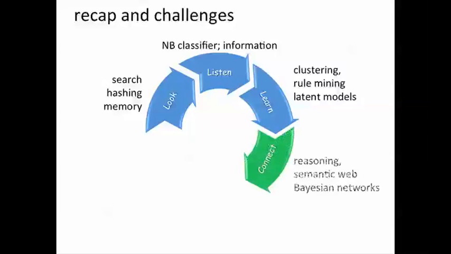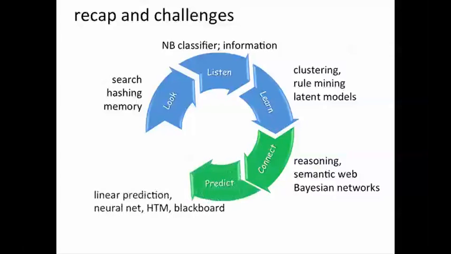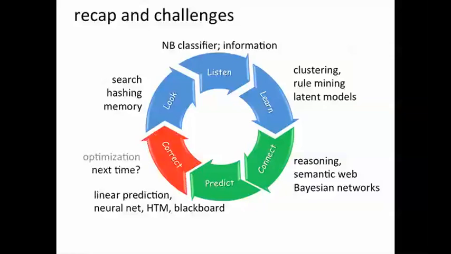In Connect, we covered reasoning, the semantic web vision, how rules can be learned from large volumes of text, Bayesian networks for reasoning under uncertainty, and finally in Predict, we've talked about linear regression, linear prediction, neural networks, hierarchical temporal memory, the Blackboard architecture, and of course in the end, an intelligent system also has to translate these predictions into actions through corrections, which involves optimization and planning, which we haven't had time to cover this time, maybe next time.